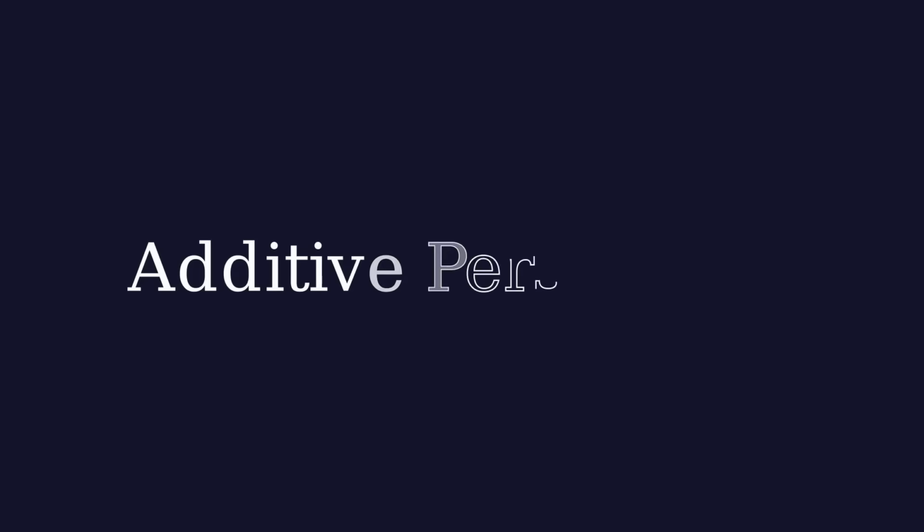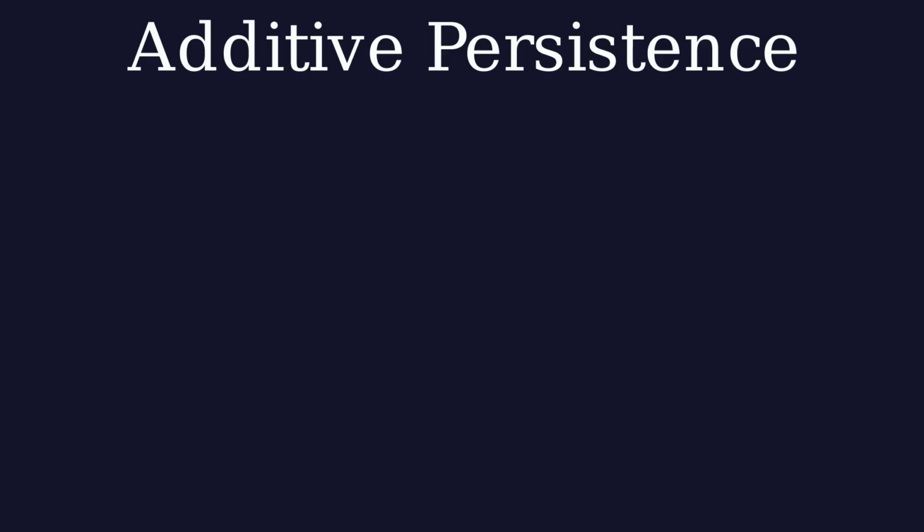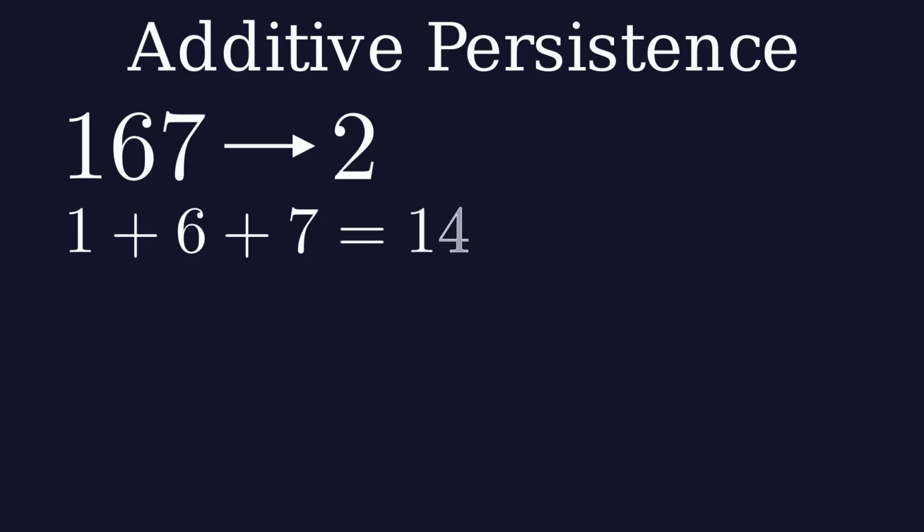The additive persistence of a number is the number of times we have to add its digits to get a one digit number. For example, the additive persistence of 167 is 2, because after adding its digits, we get 14, so we have to add the digits once more to get one digit.